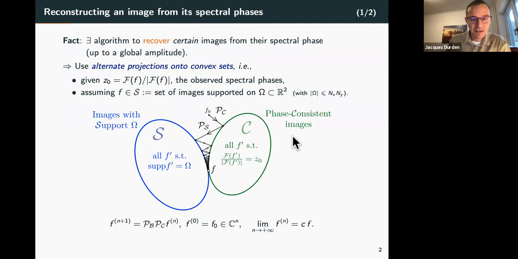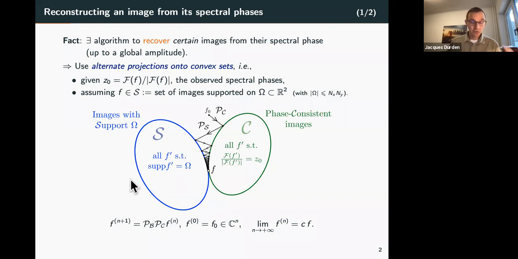So it's just the same acronym is different, where they alternate from an initialization point between two orthogonal projections, and they are very easy to compute actually, between the set of consistent images with the same phases and the set of images that are supported on the same domain. And so they repeat that operation until convergence.